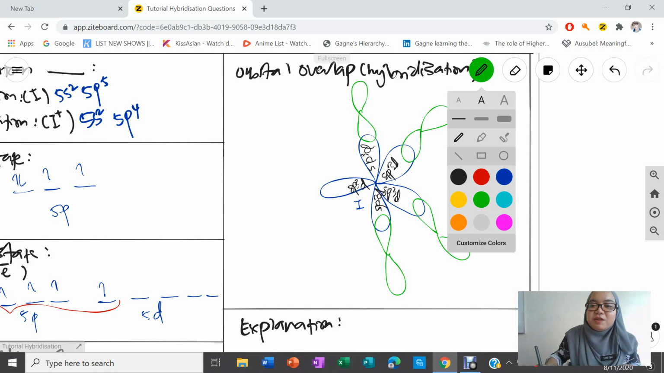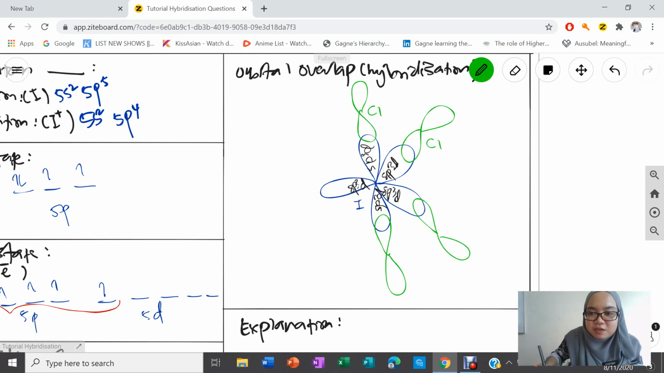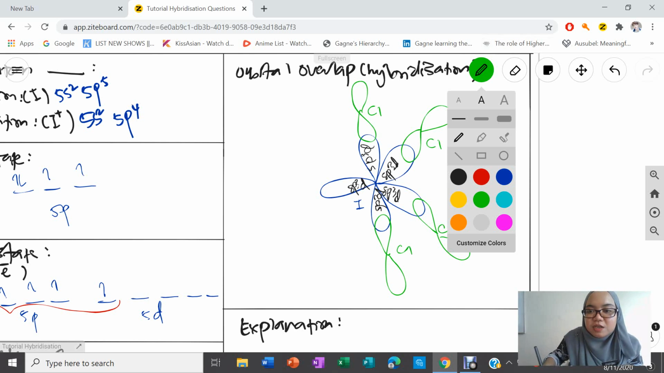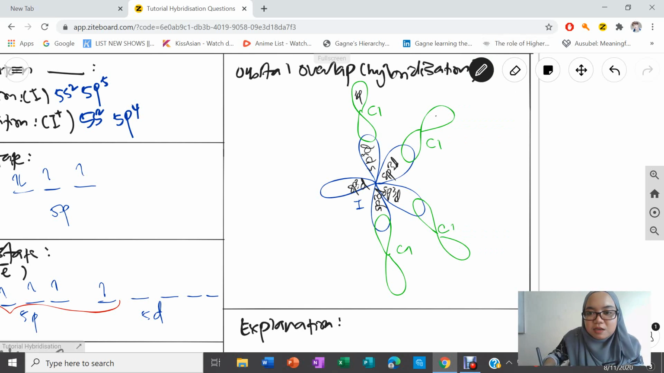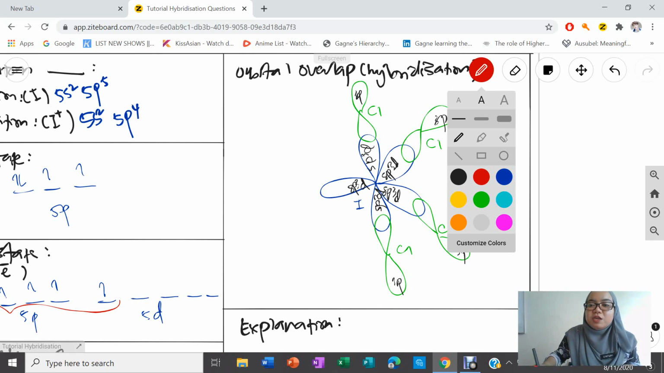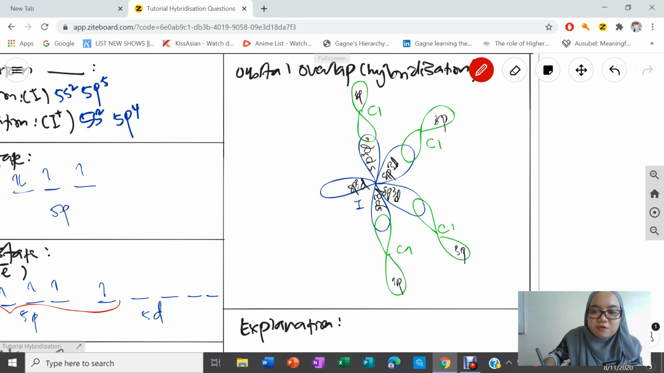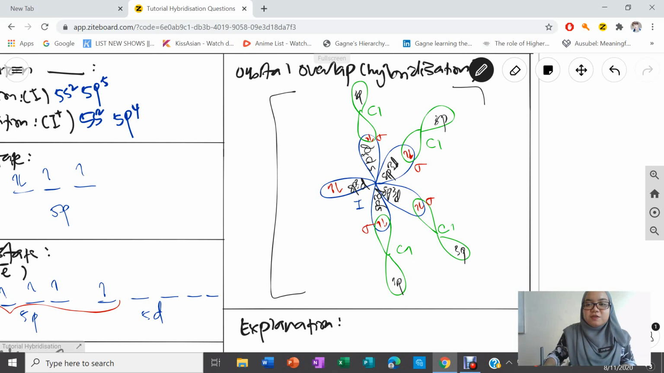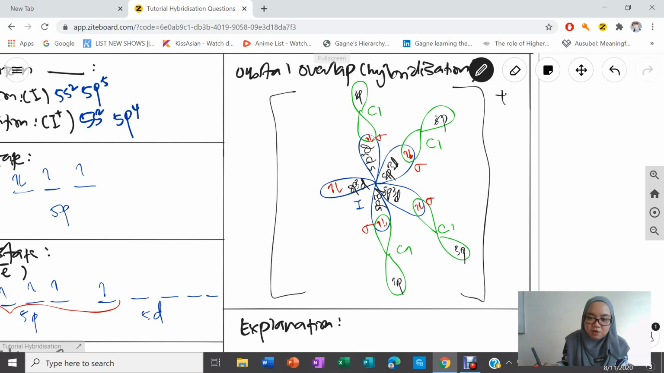Of course, we need to label Cl first, and then we need to label 3p, 3p, 3p. Then we need to label the sigma bonds formed: sigma, sigma, sigma, sigma. And we have one lone pair here, like this. And also please don't forget your charge. The charge around the molecule is positive. So here is how you answer this question.